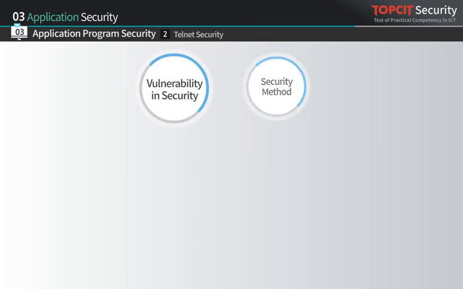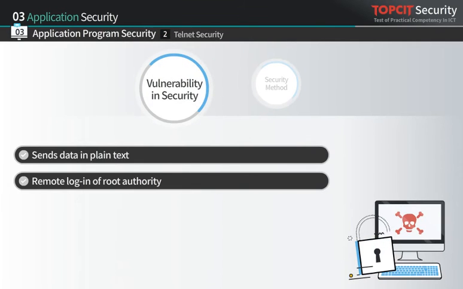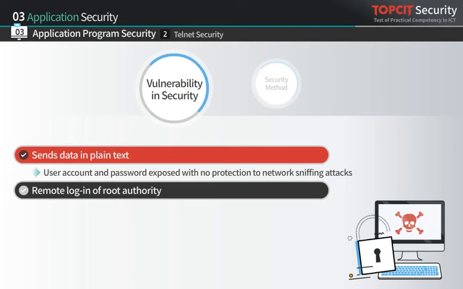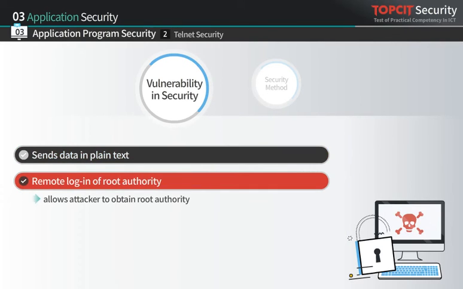Next, let's look into the vulnerabilities of Telnet security and its methods for security. What are the vulnerabilities of Telnet security? Telnet has no protection against network sniffing attacks, where user accounts and passwords are easily exposed, and also allows attacks that can extort root authority.